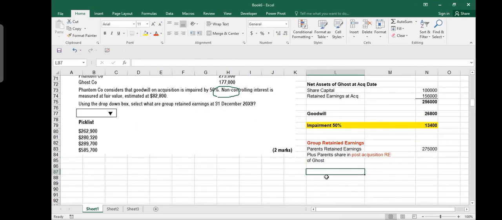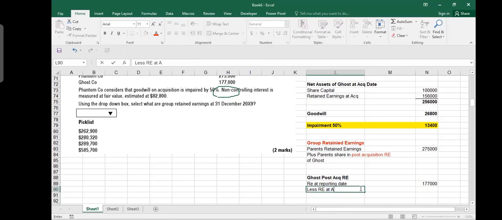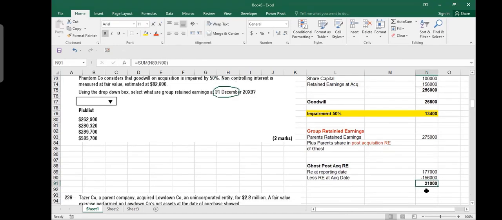So let's first calculate Ghost post-acquisition retained earning. How do you calculate it? You will say the retained earning at reporting date, which is 177,000, less the retained earning at acquisition. When I say post-acquisition retained earning, which means retained earning after acquisition, the total is 177, but out of this 177, 156 was already there. So it means that the post-acquisition retained earning is 21,000. This is what you call the post-acquisition retained earning of Ghost company.